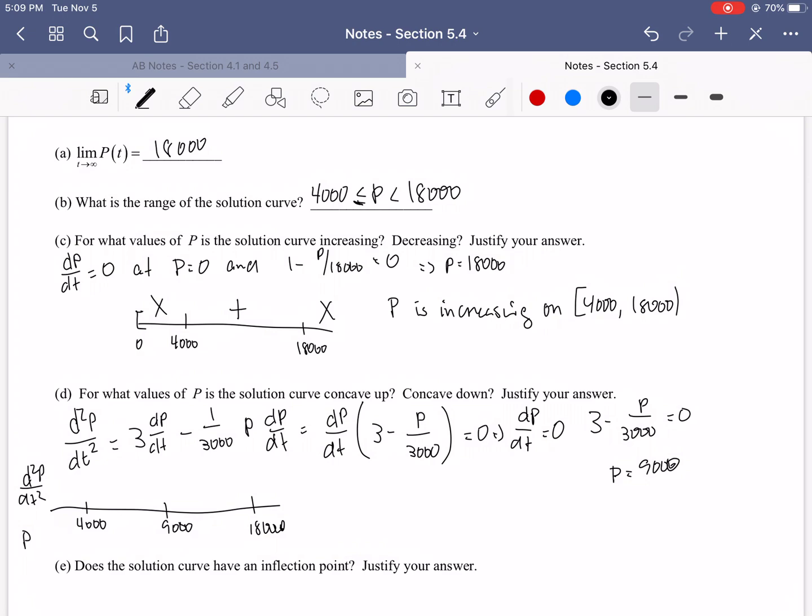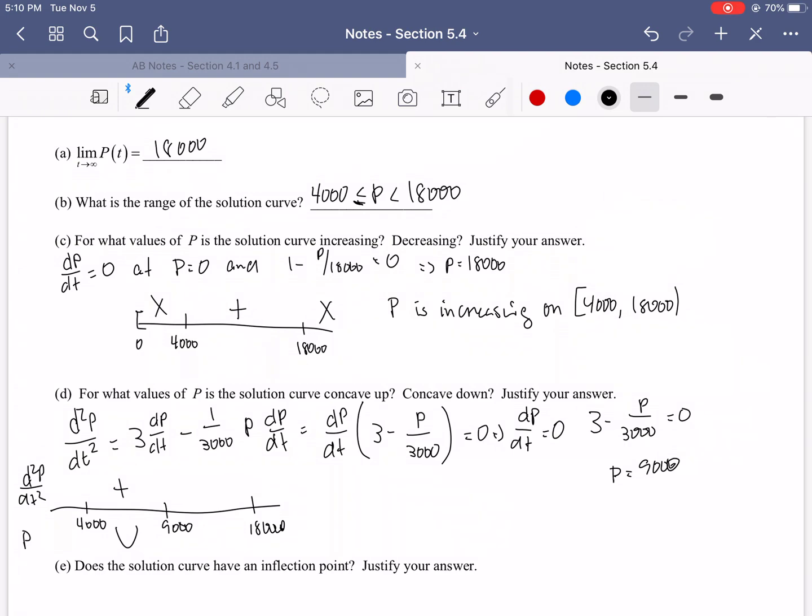And so if I plug in a number that's between 4,000 and 9,000, let's say 5,000, you could choose whatever you want between 4 and 9,000, but if I try 5,000, then dP/dt from our previous exploration is going to be positive. And then 3 minus 5,000 over 3,000 is going to be positive. And so this is going to be concave up in this interval from 4,000 to 9,000.